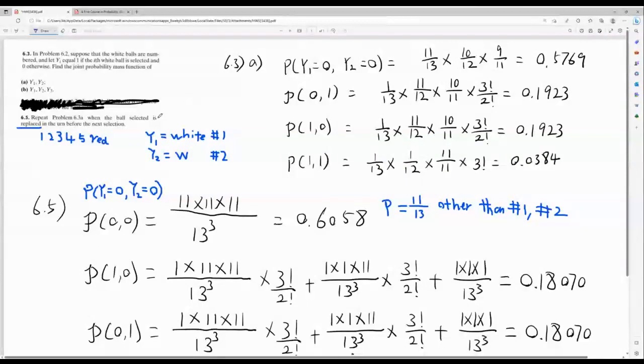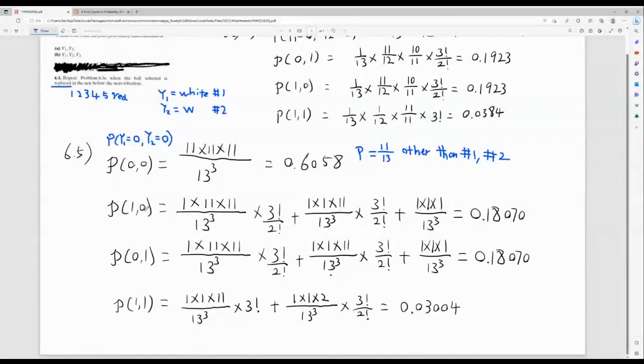We have white 1 denote the white ball with number one, and white 2 the white ball with number two. When y1 equals 1, that means number 1 is selected. Equal to 0 means not selected. Similarly for y2. So for y1 equal to 0 and y2 equal to 0, we have 11 times 11 times 11 over 13 cubed. Because y1 and y2 are not selected, and the probability when they are not selected would be 11 over 13. That's for the 0, 0.